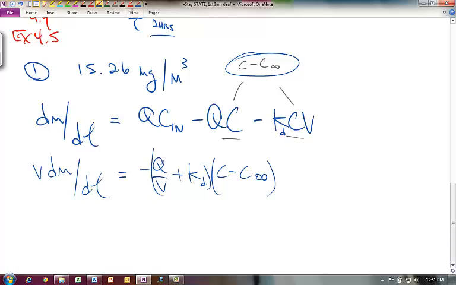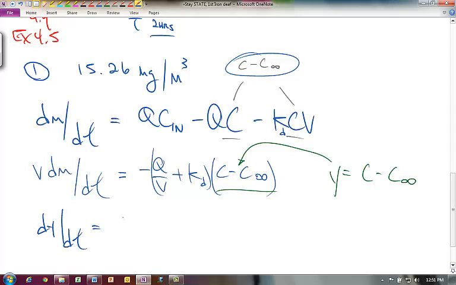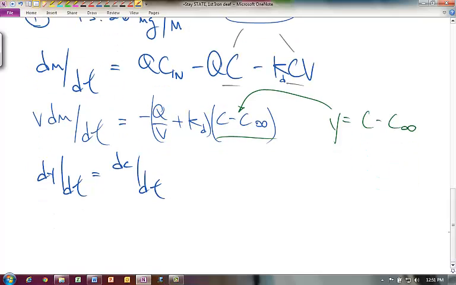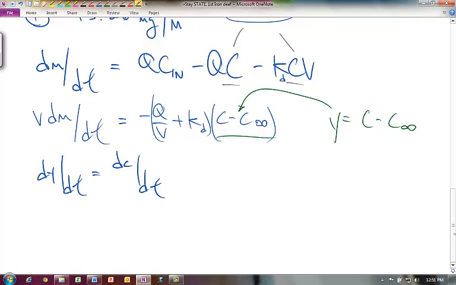And so if we remember back in that example 4.5, there was a substitution that we would do so we can integrate this cleanly. And so let's say that y is equal to C minus C infinity. All right, so we're going to substitute y into this equation right here. And so we know that dy/dt would be equal to change in concentration over change in time, whatever that concentration is at that particular time. And so we would go through this, and we can continue to solve for this.